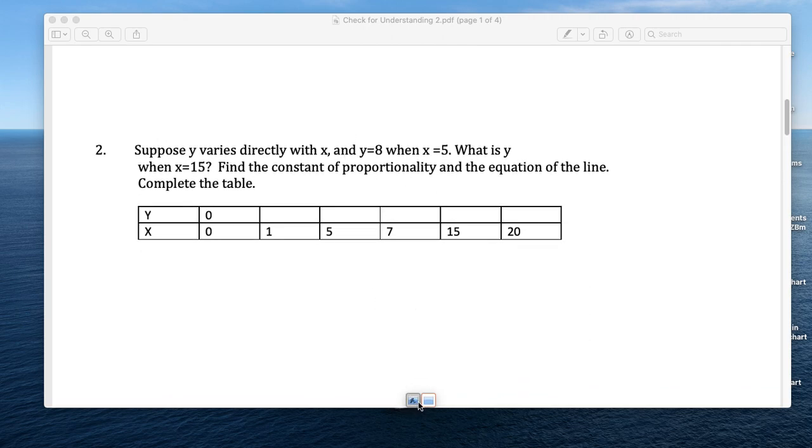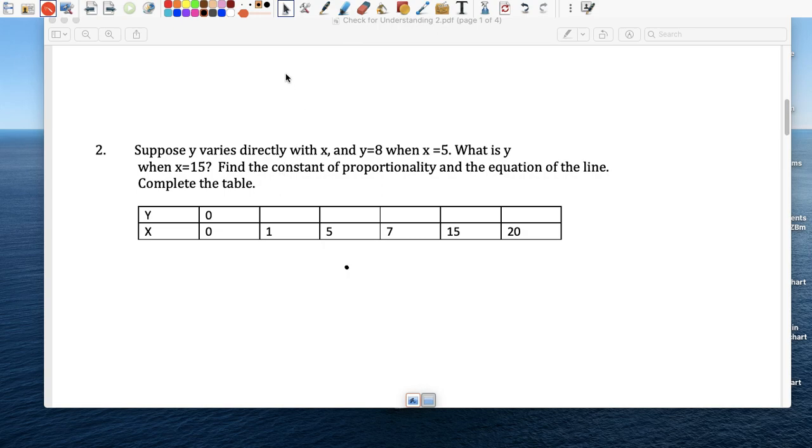Suppose y varies directly with x. When y equals 8, and let me create another box over here, nothing stops you from making a box, when y equals 8, x equals 5. So they're giving us that.